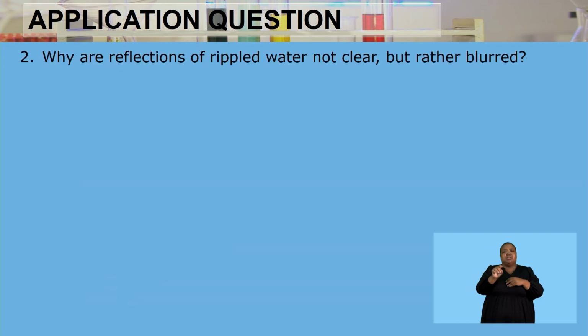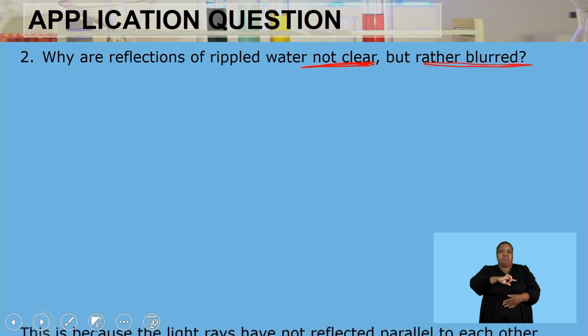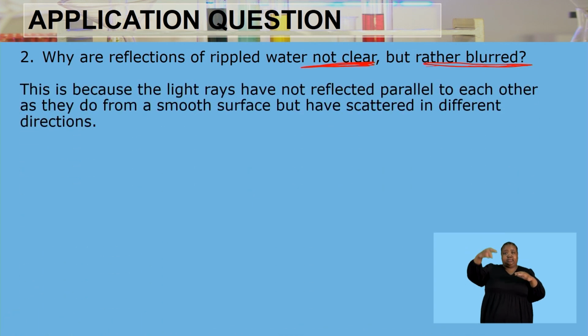The question is asking us, why are reflections on rippled water not clear, but rather blurred? The reflections that we are seeing on the rippled water are not clear, but rather blurred. Why does that happen? This happens because the light rays have not reflected parallel to each other, as they do from a smooth surface. Remember, we can either have a smooth surface or a rough surface. In a smooth surface, the light rays are going to be reflected parallel to each other. However, on a rough surface, those light rays are not going to be reflected parallel to each other.